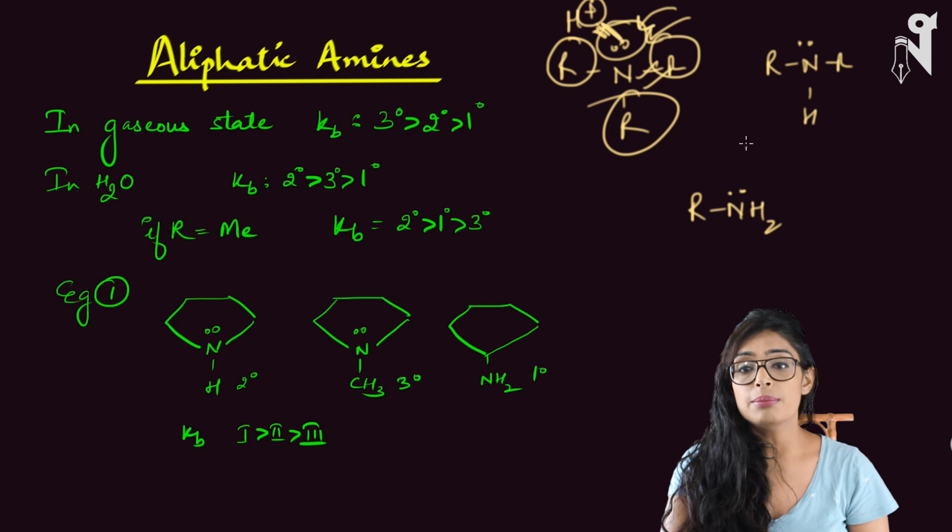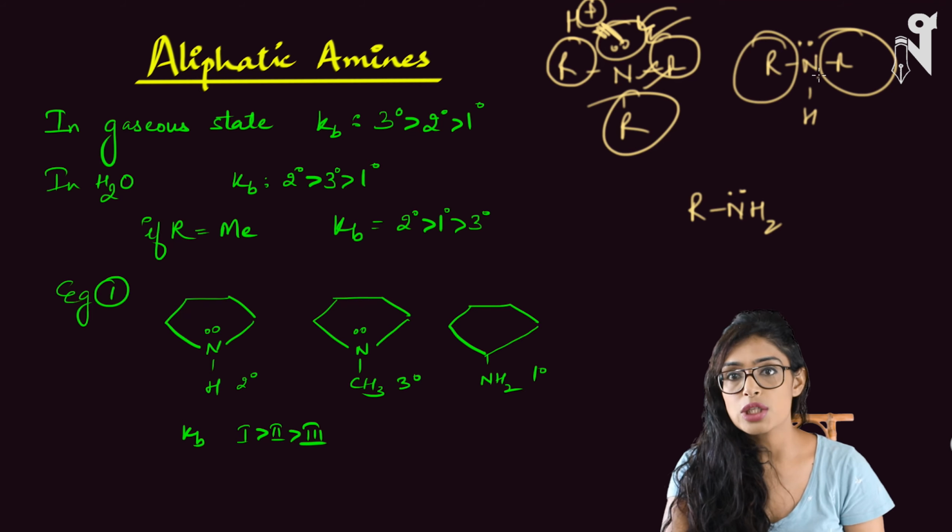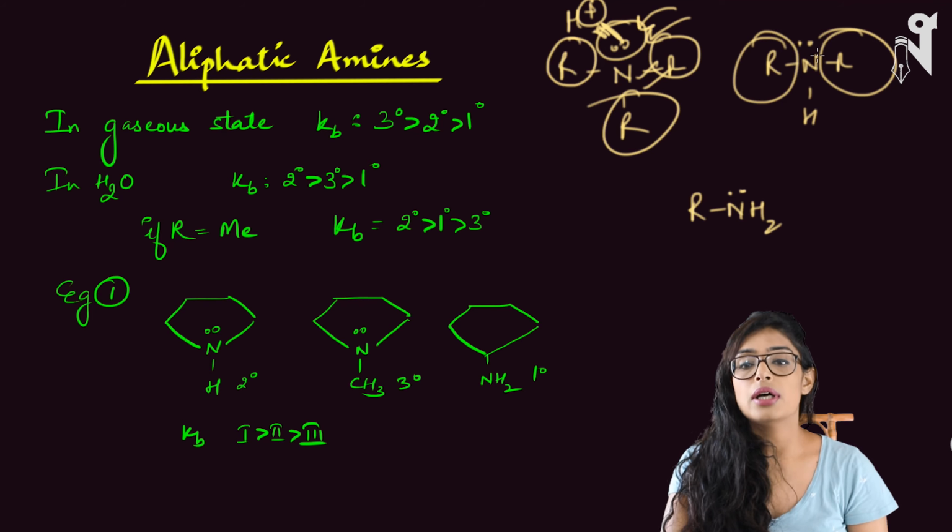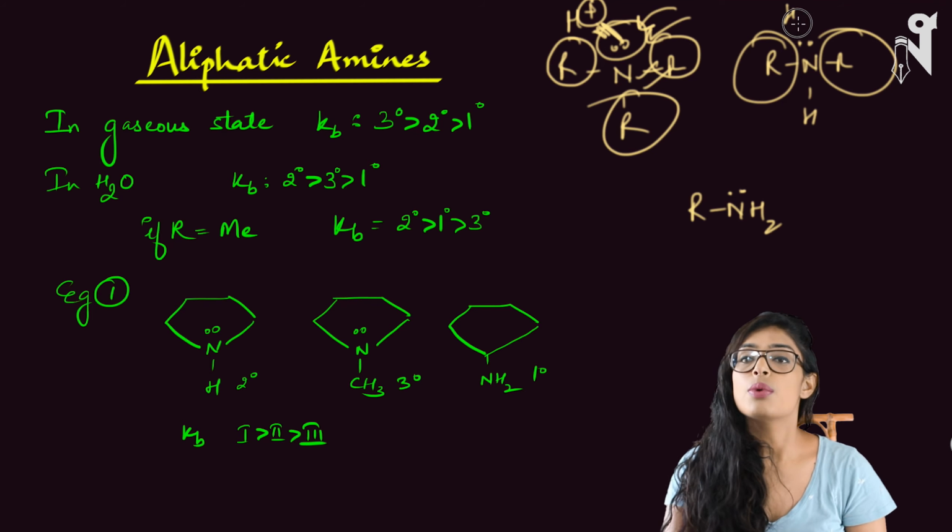Then comes your secondary compound, where you have two big R groups and one hydrogen. So from the side where the hydrogen is, your water can approach the nitrogen's lone pair and give away its H plus, and the hydrogen and nitrogen bond can form. But again, there is steric hindrance due to two bigger R groups. So it is not as difficult as tertiary, but obviously the access is not as easy either, because two bigger bulkier groups are present there.